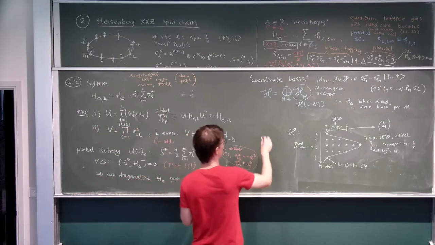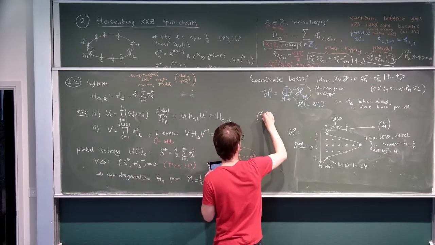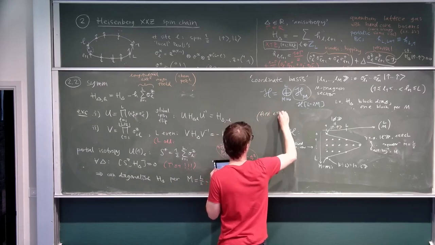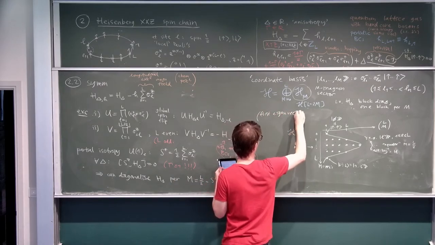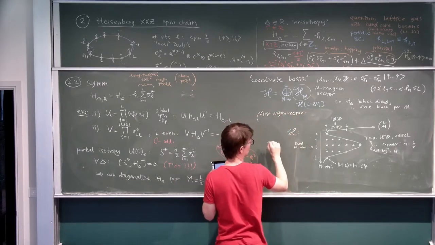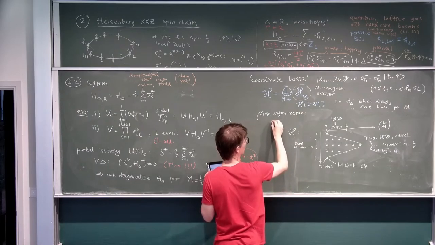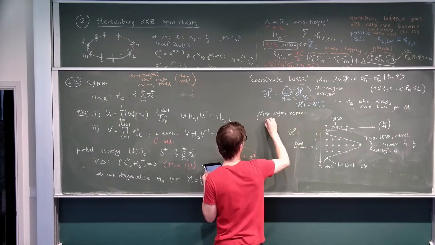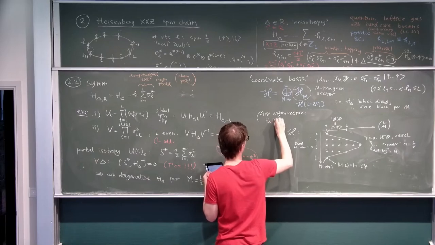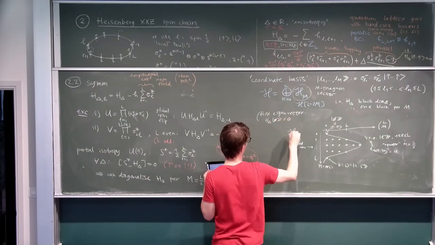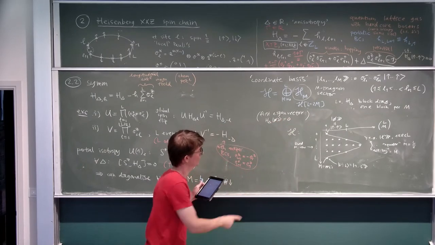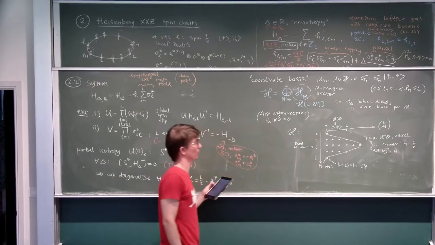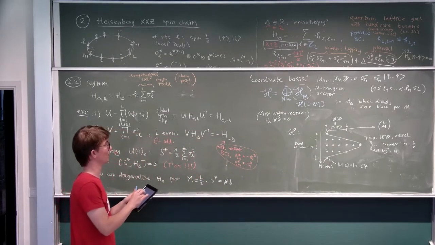We can already say, by the way, that our first eigenvector is this up, up, up, up guy. So H delta, I already mentioned before, is 0. So it's a bit of a boring one. And of course, its spin flip is also one of them.